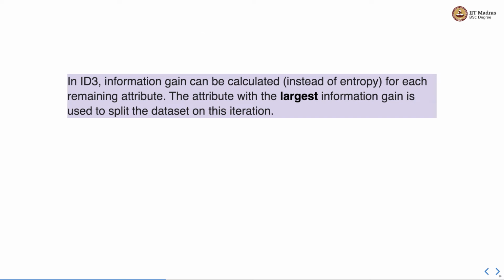So in ID3, information gain can be calculated for each remaining attribute. The attribute with the largest information gain is used to split the data on that iteration.